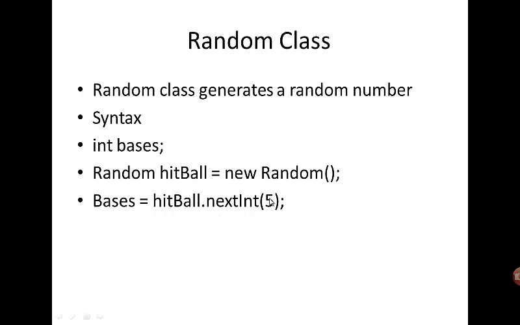Here 5 is the range of the numbers I want, so it will go from 0 to 4. It won't include 5. If I wanted to go from 0 to 3, I would put 4 here.